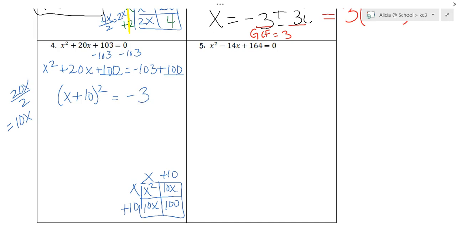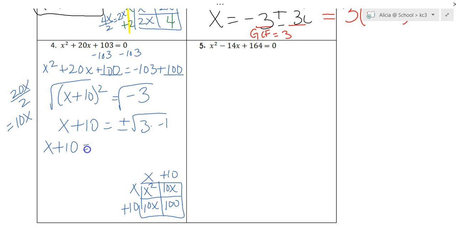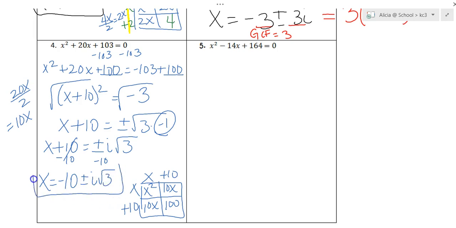I want to get that x by itself, so I'm going to take the square root. x plus 10 is going to equal plus or minus the square root of 3 times a negative 1. There is no square root of negative 3, but I have to take that i out. So i times the square root of 3. I want to subtract 10 on each side. So x is going to equal negative 10 plus or minus i times the square root of 3. They are not like terms, so that is my final answer.